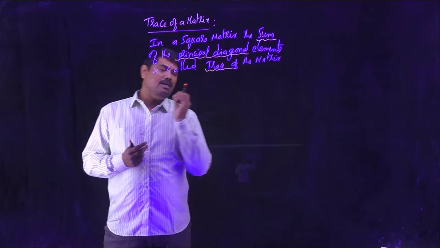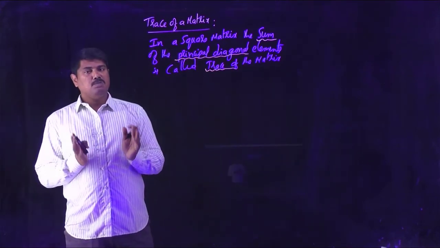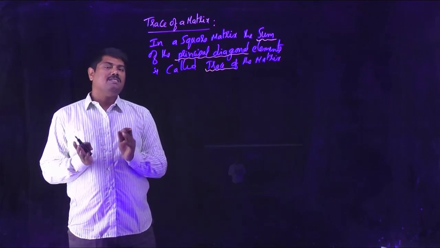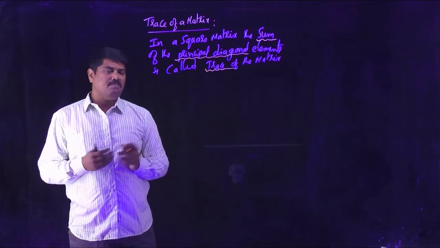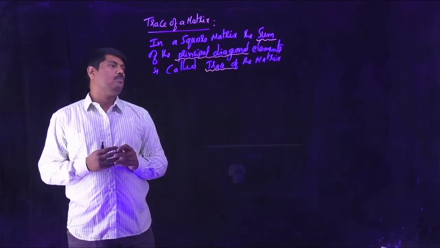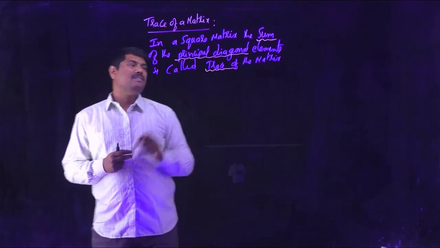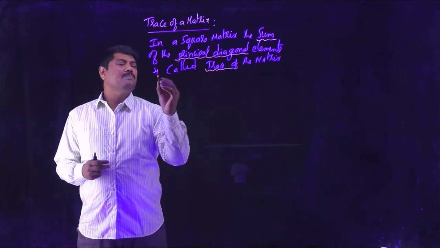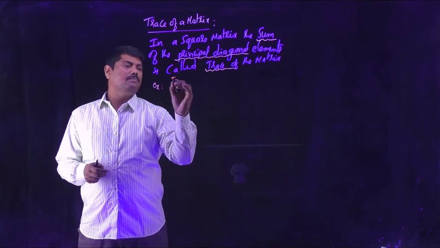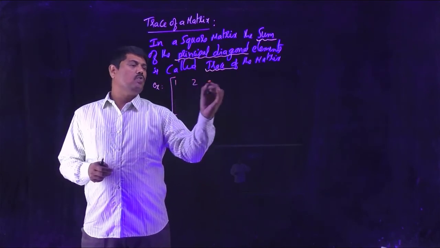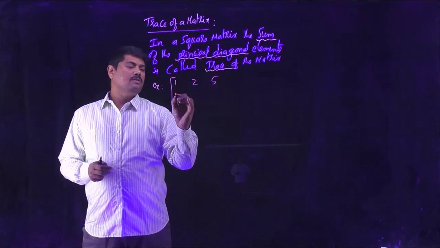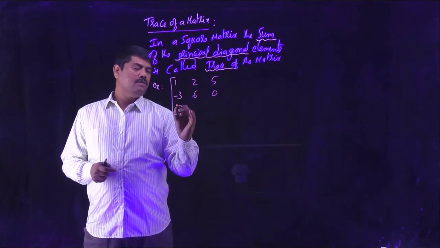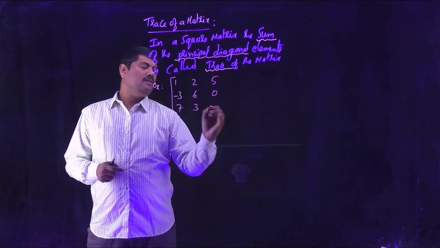Principal diagonal elements, and you have to remember principal diagonal elements are possible in a square matrix only. The elements having the same row number and same column number are said to be principal diagonal elements. Let me explain with one example. Observe this example: 1, 2, 5, minus 3, 6, 0, 7, 3, minus 2.